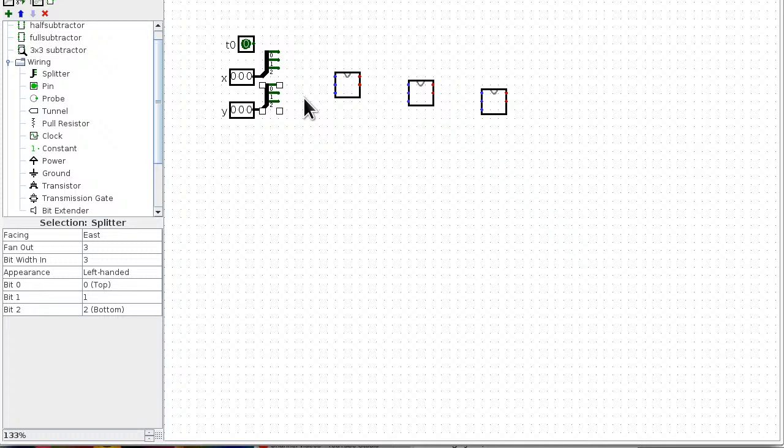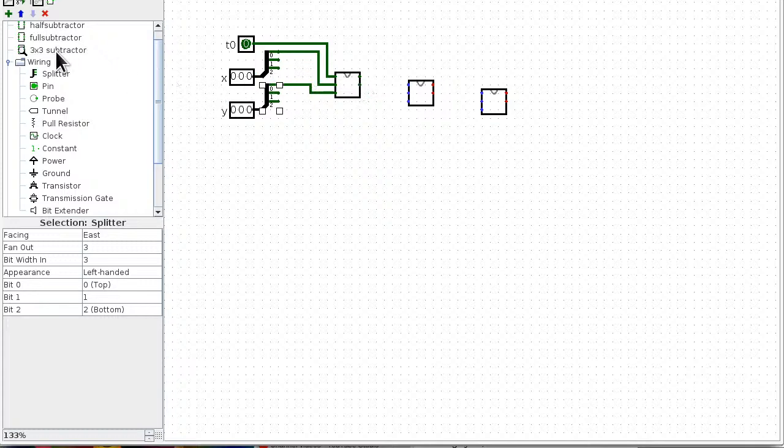So first things first, T0 needs to go to the TI pin of a half subtractor. So this one goes over here, and then bit 0 of X goes to XI of the full subtractor, and Y0 would go to the Y pin of the half subtractor.